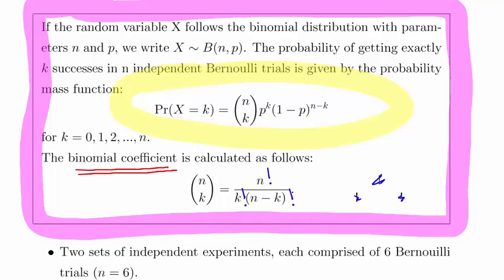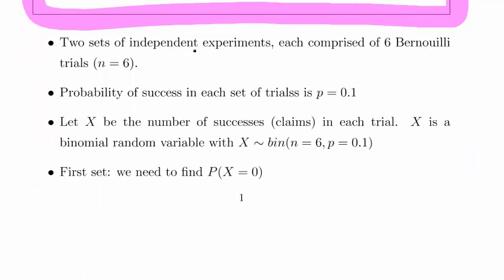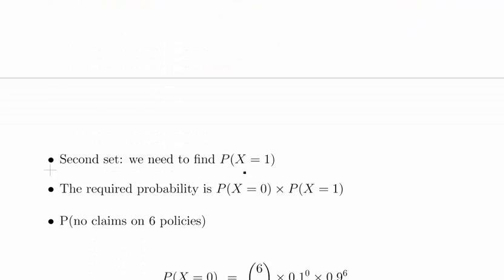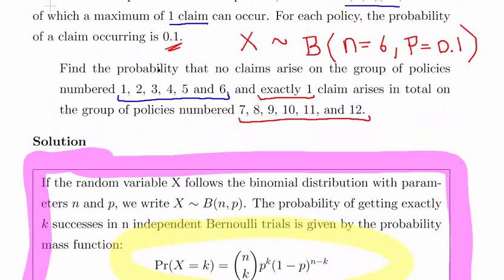Okay? So we have 2 sets of independent experiments, 1 to 6 and then 7 to 12. And in each case, they are comprised of 6 Bernoulli trials here, so n is equal to 6, and the probability of success there is 0.1. So for the first set, we need to find the probability of x equal to 0, and for the second set, we need to find the probability of x equal to 1. And the question asks us to find the probability that no claim arises on the first set and 1 claim arises on the second set.